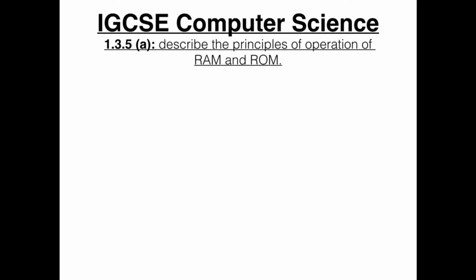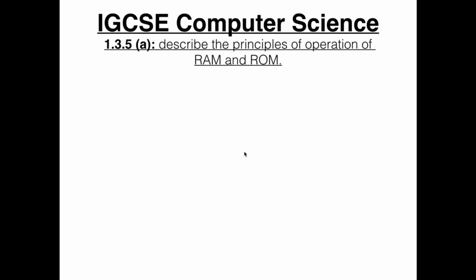So this is what we're going to do in this video. We're going to look at two types of RAM, static RAM and dynamic RAM, and then we're going to look at ROM, and then we're going to look at how both of them are applied to a given application. So let's get started.